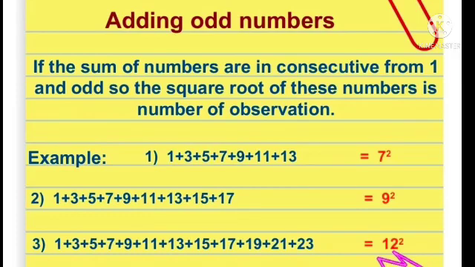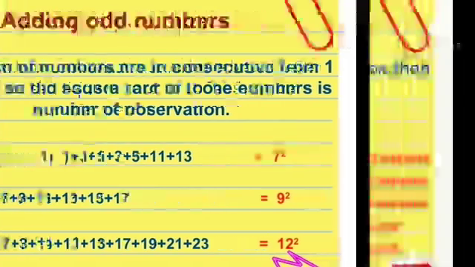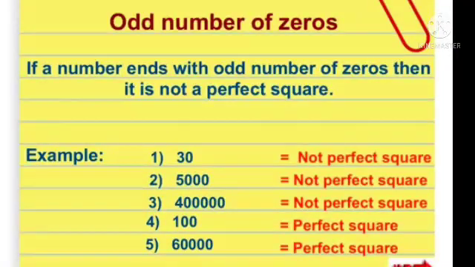Next one, 1 plus 3 plus 5 plus 7 plus 9 plus 11 plus 13 plus 15 plus 17 plus 19 plus 21 plus 23 is equal to 12 square. The next one is odd number of zeros. If a number ends with an odd number of zeros, then it is not a perfect square. Example, 35,000 is not a perfect square. Also 4 lakh is not a perfect square. 160,000 is a perfect square.